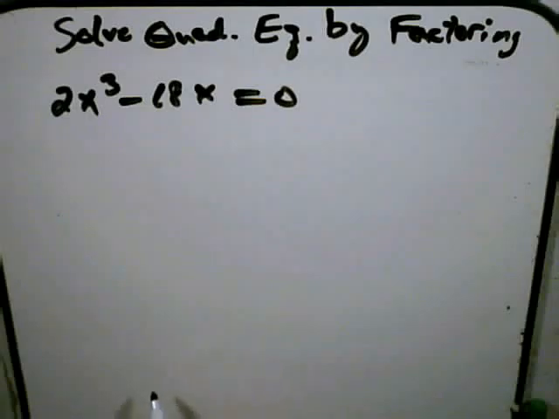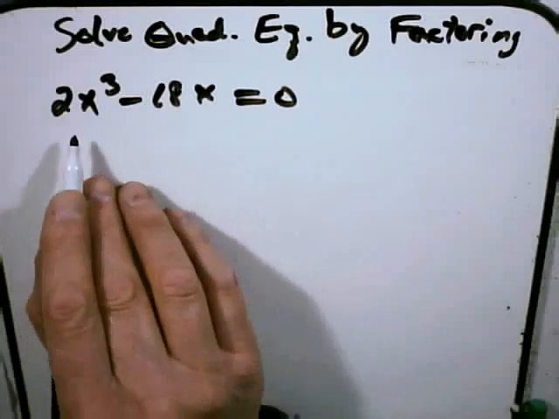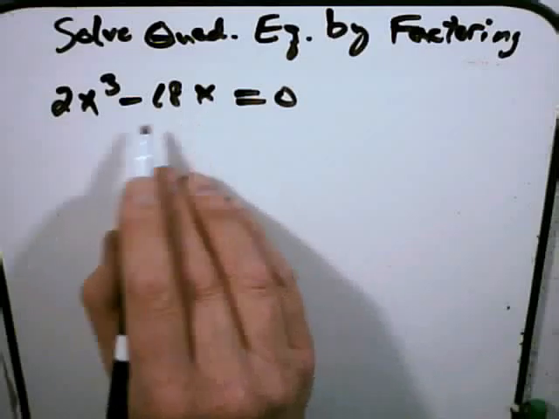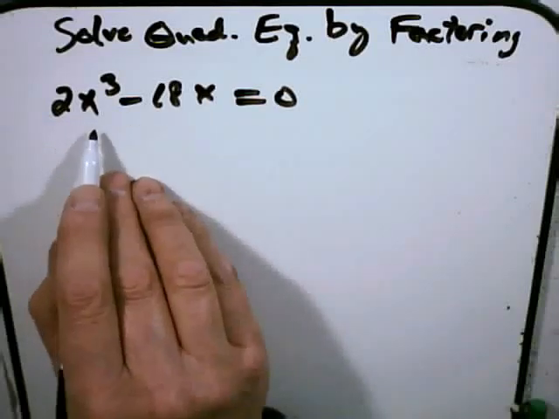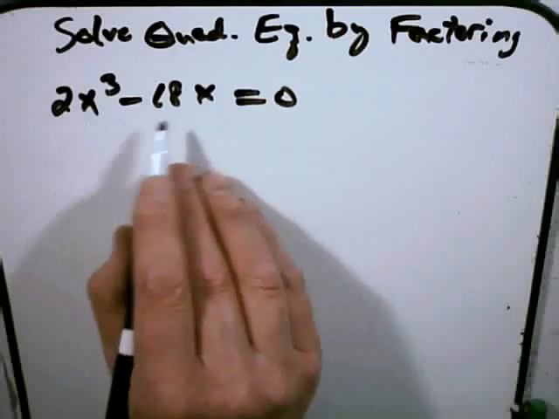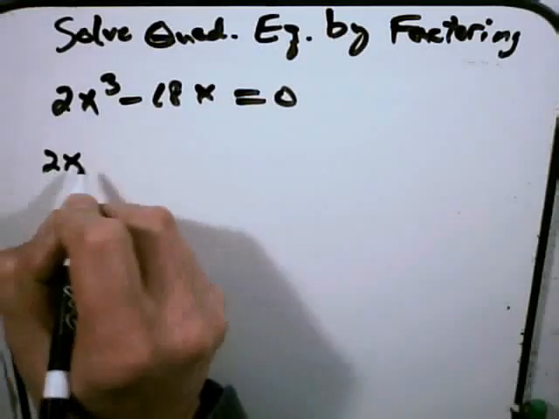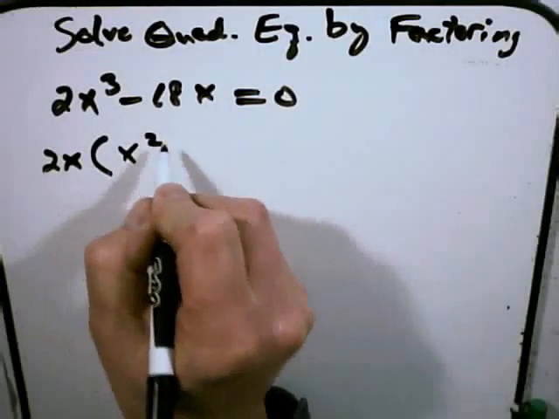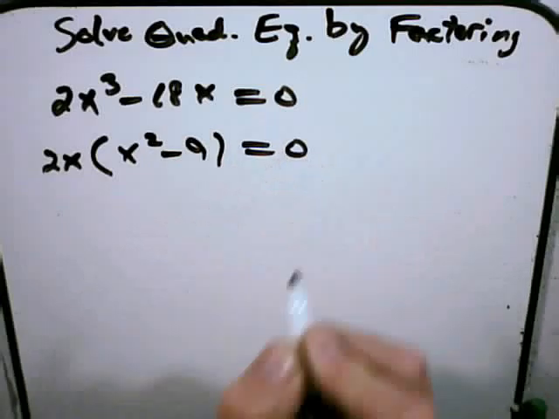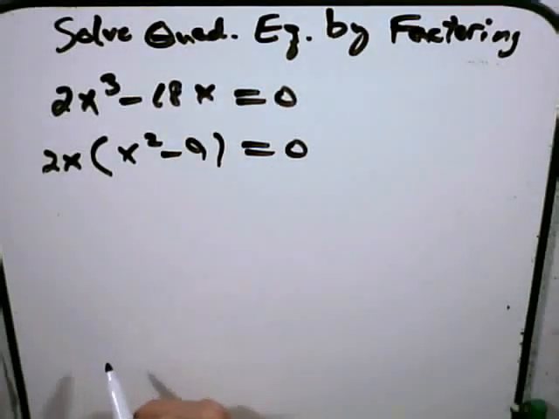Factoring that left-hand side. Remember, the first rule of factoring a polynomial is to see if there's anything in common that you can factor out first. And sure enough, this does. In fact, the greatest common factor of these two terms turns out to be 2x. When we factor out the 2x, we're left with x squared minus 9. That whole thing equals 0.